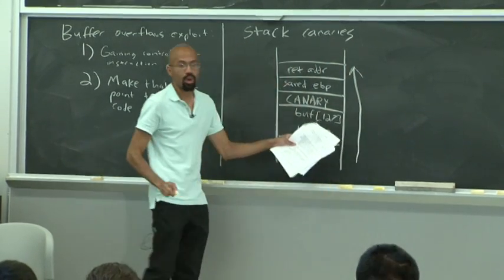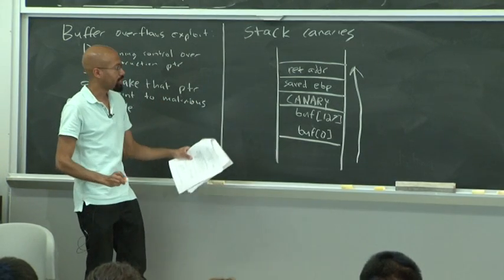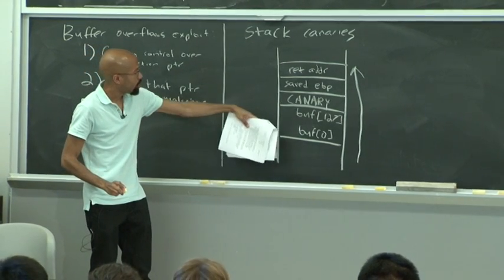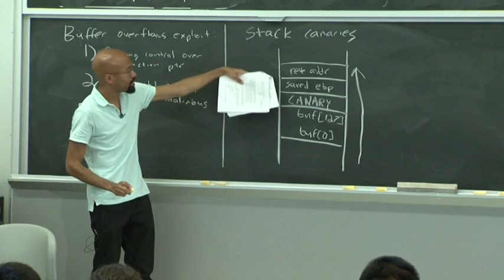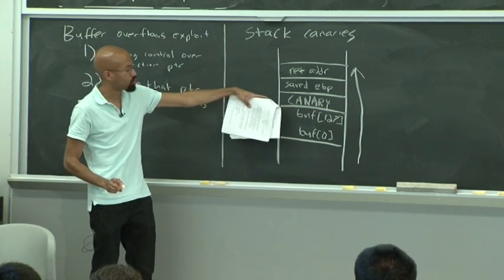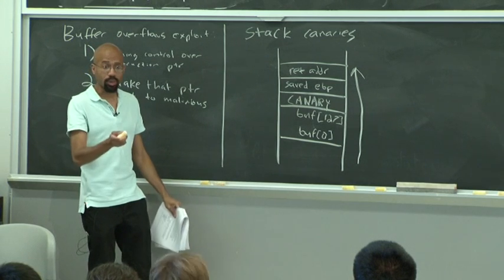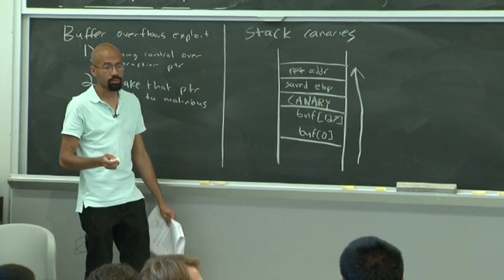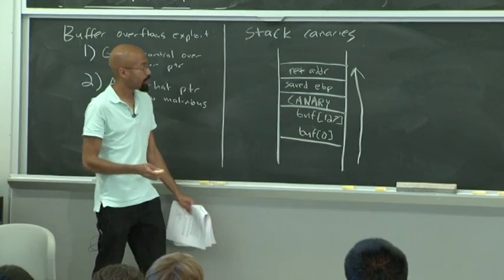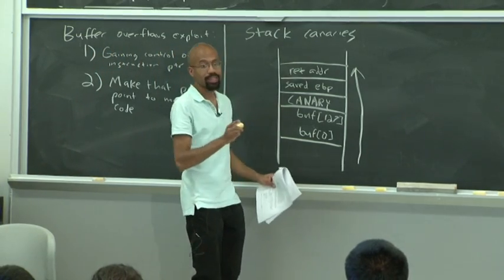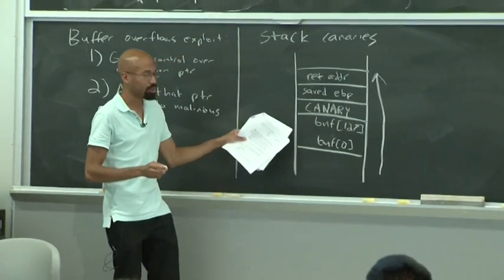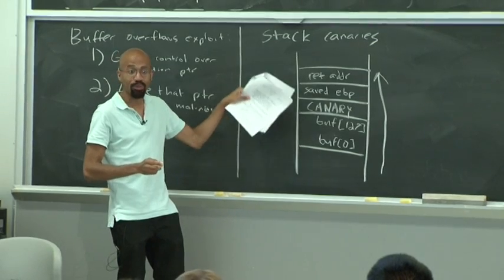So once again, remember the overflow goes this way. The idea is that if the overflow wants to get to that return address, it first has to trample on this canary here. So you have a question? Why does it have to touch it? Well, because assuming that the attacker doesn't know how to jump around in memory arbitrarily, right?